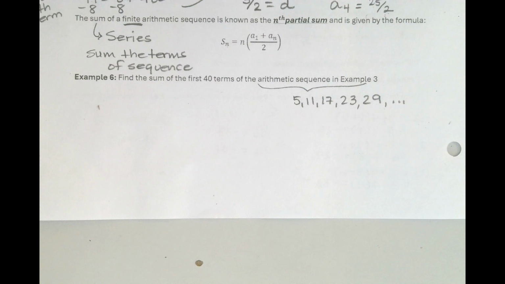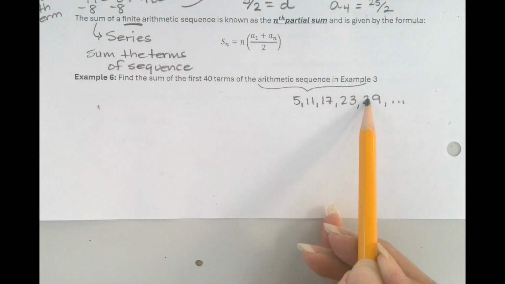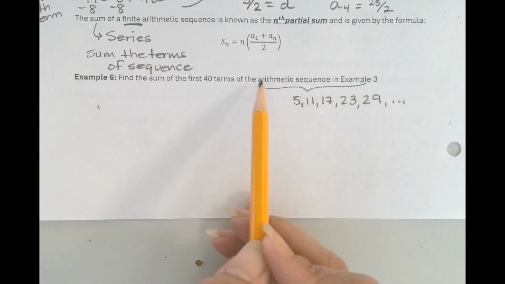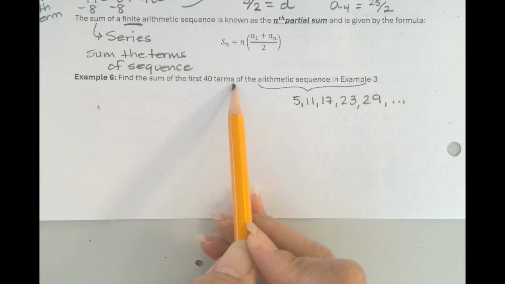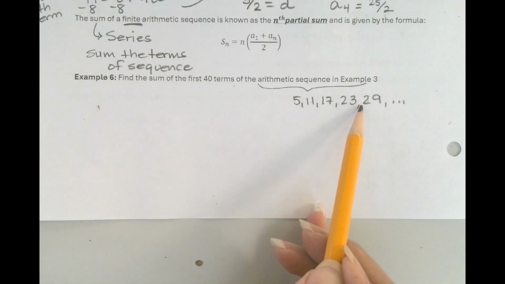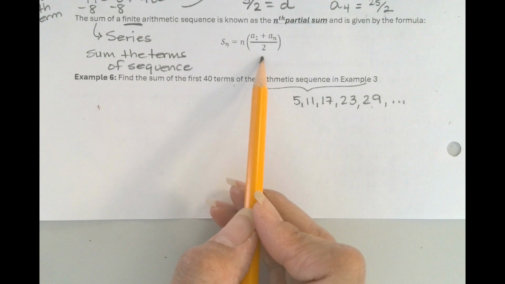In this particular problem, we are going to use example number 3, where they only gave us the first 5 terms. But they want us to add up all 40 terms. So we're not going to sit here and fill out the next 35 terms and then add them all. There's a more efficient way of doing so, and we're going to use this formula.